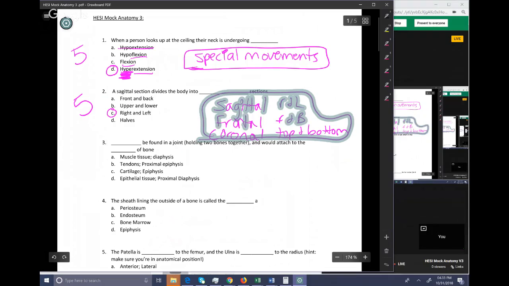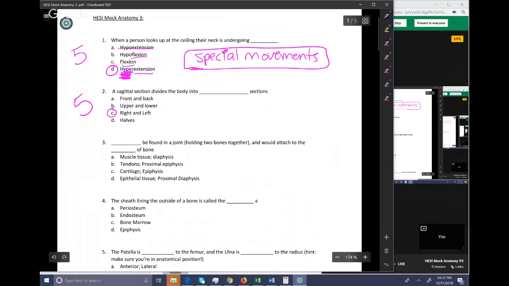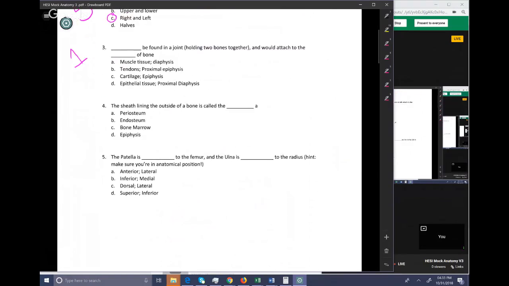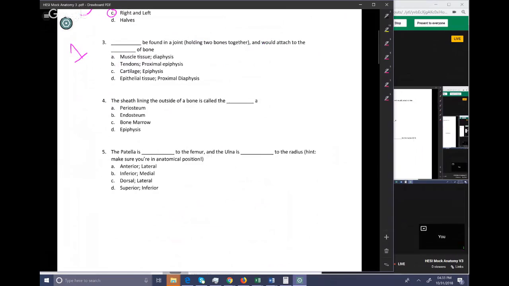Number 3, blank can be found in a joint holding 2 bones together and would attach to the blank of bone. So this is from Anatomy 1. You do need to know your bone parts and your bone landmarks. So that was part of my goal here, is to know what is the diaphysis, what is the epiphysis. You'll see on the next question that we're looking at the osteums. So we just want to make sure that you know, if you could picture a long bone, what are the different parts of that long bone that we can identify.